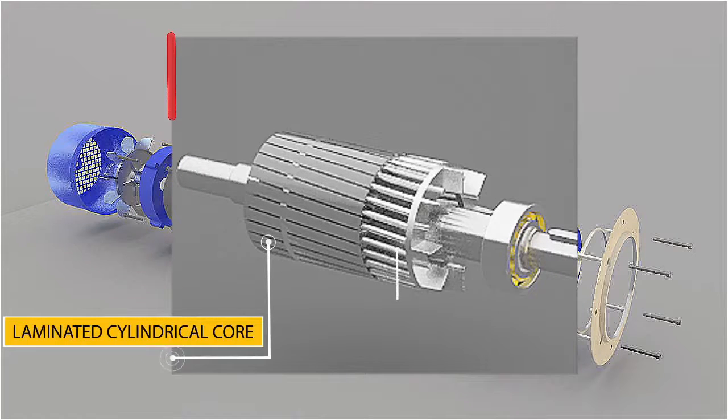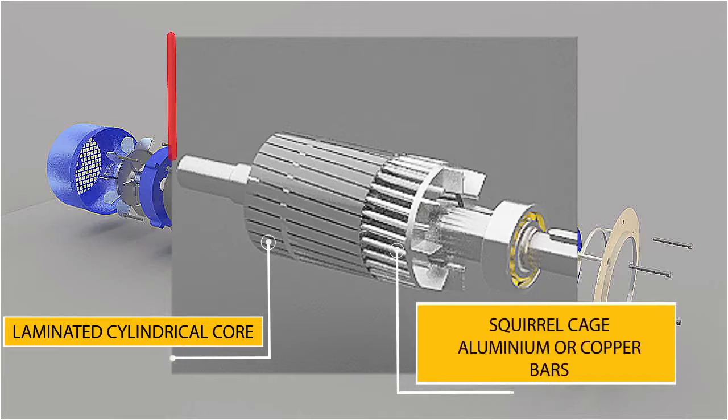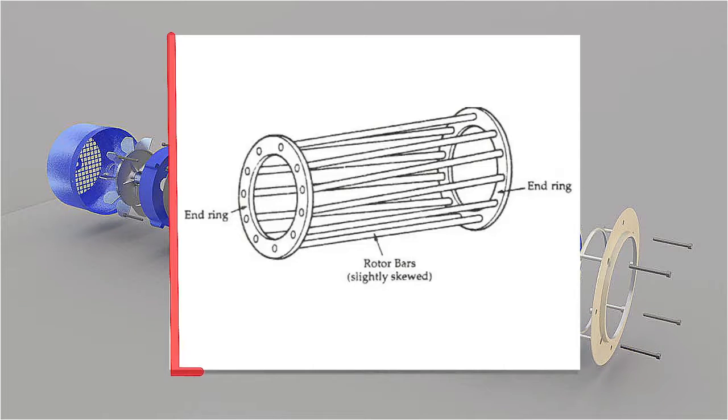A squirrel cage rotor consists of a laminated cylindrical core. The circular slots at the outer periphery are semi-closed. Each slot contains an uninsulated bar conductor of aluminium or copper. At the end of the rotor, the conductors are short-circuited by a heavy ring of copper or aluminium. The rotor slots are usually not parallel to the shaft but are skewed.